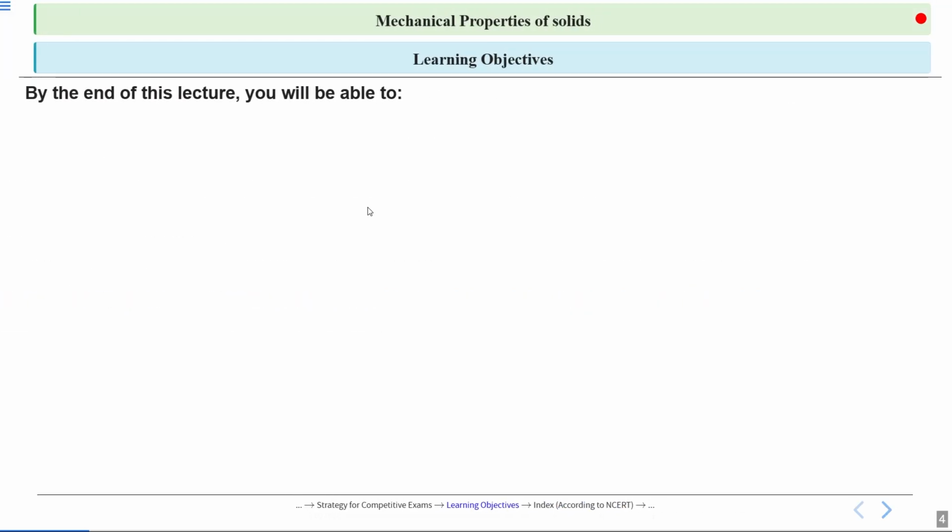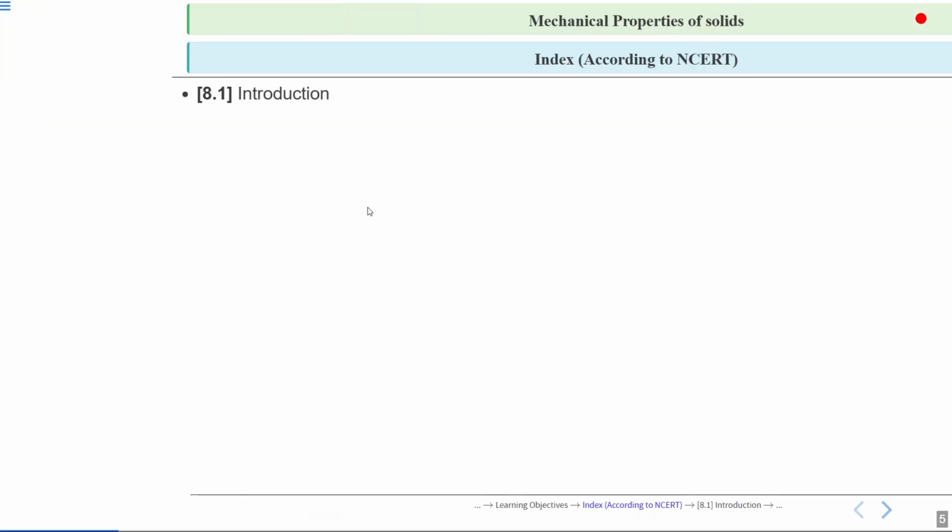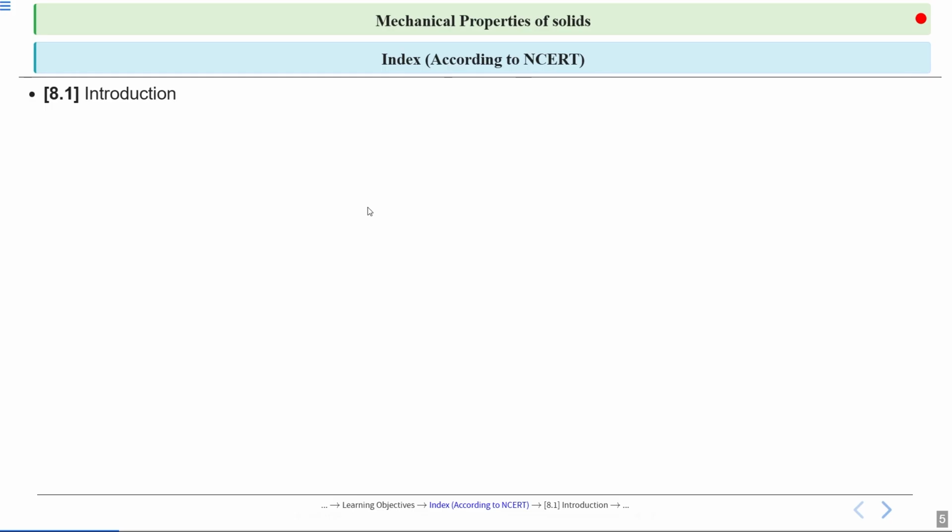Learning objectives. By the end of this lecture, you will be able to understand the concepts of mechanical properties of solids and concepts of stress, strain, and Hooke's law. So in today's lecture, we will cover first 8.1 introduction. After that, 8.2 stress and strain. Then we will discuss Hooke's law.